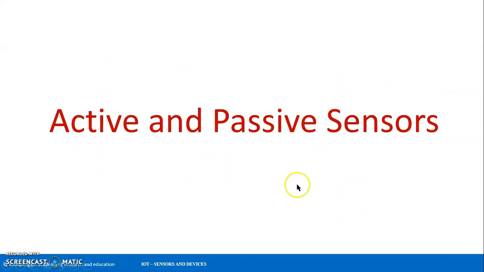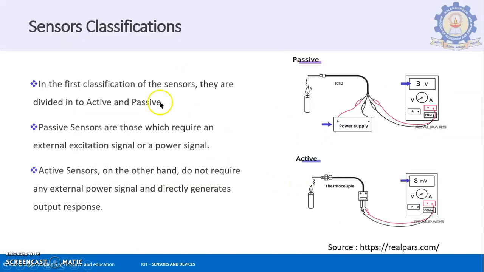Now we will look into what are active and passive sensors. So for sensor classifications, there are two major classifications of sensors. One is the active type and the other one is the passive type. By the term itself, you can understand them. Sensors can also be classified into many other types, but we will look into the first differentiating types, which is the active and passive.